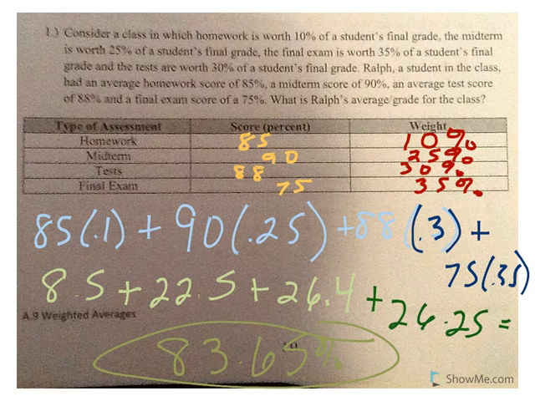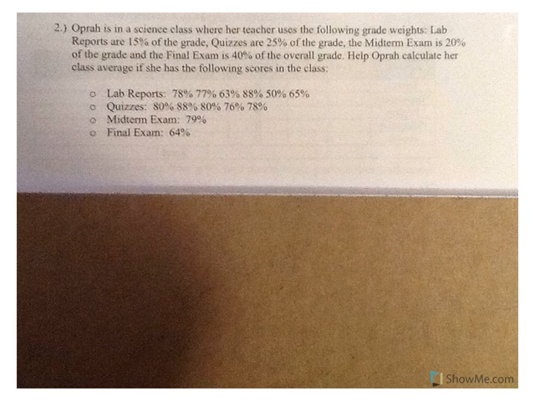So based off of this information, even though you got a C on your final exam and it was 35% of your grade, everything else was high enough that you still end up with a B in this class, according to these weights. Next problem, Oprah is in a science class.